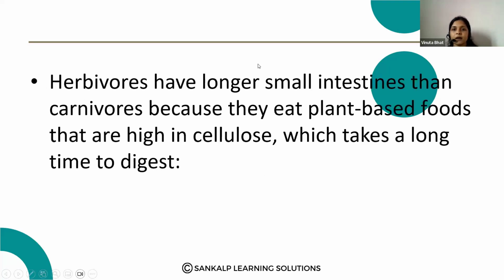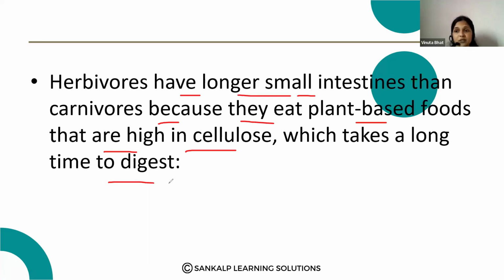What is the reason? Herbivores have longer small intestine than the carnivores because they eat plant-based food that is high in cellulose, which takes a long time to digest. The plants contain cellulose, a complex nutrient that needs more time to digest, so a long intestine is needed for digestion. It can be asked as a 2-mark question also, or a 1-mark question.